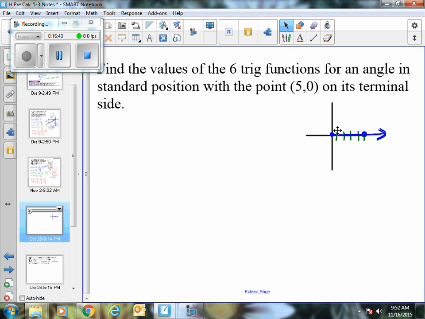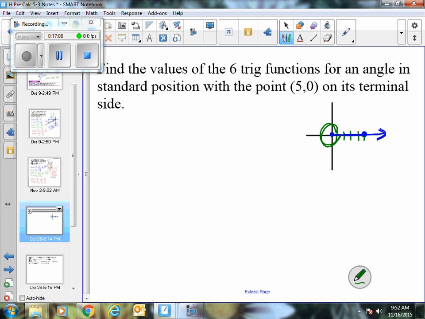So how could you have an angle measurement that ends up on the positive x-axis? Think about that for a second. Give me an example of an angle that would end up there. Well, how about 360? If you go all the way around the circle once, you'd end up right there. How about negative 360? All the way around the circle the other way? 720, 1080. You could keep going around and around.